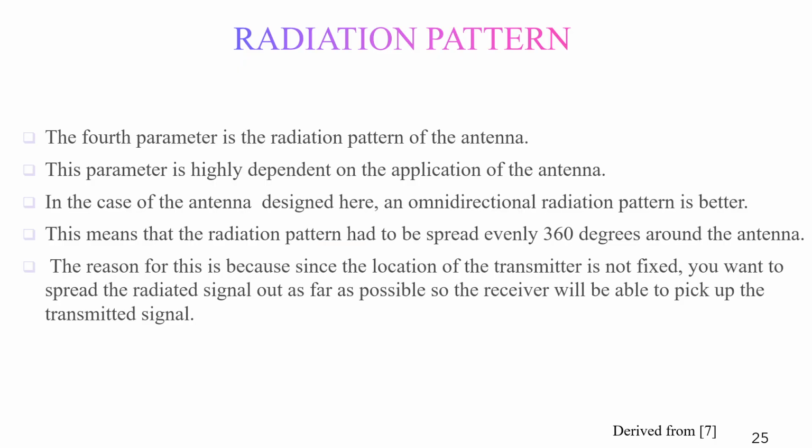Now the fourth parameter is the radiation pattern of the antenna. This parameter is highly dependent on the application of the antenna. In the case of the antenna design, the omnidirectional radiation pattern is better. This means that the radiation pattern has to be spread evenly 360 degrees around the antenna. That is how an omnidirectional radiation pattern works. The reason for this is that since the location of the transmitter is not fixed, you want to spread the radiated signal out as far as possible so the receiver will be able to pick up the transmitted signal.